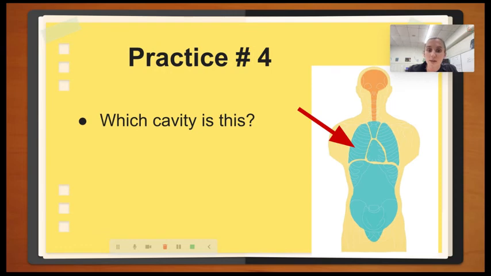Question number 4. What cavity is the cavity that is pointed at with the red arrow? You can use your notes for this. It would be great if you didn't, just so that you can test out your knowledge, see how ready you are for your unit assessment. But if you're really not quite sure, you can definitely use your notes to flip to the class from last class. So that would be all about our body cavities.